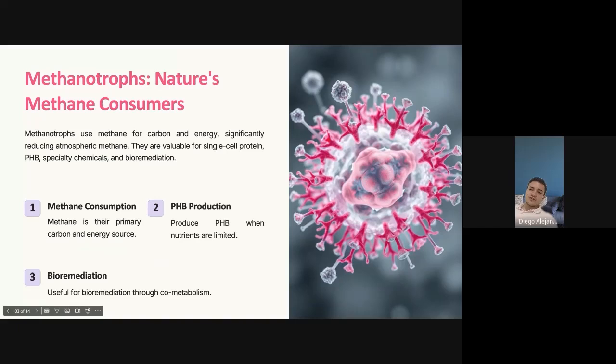Methane consumption: methane is their primary source of carbon and energy. PHB production: they produce PHB when nutrients are limited. Bioremediation: they are used for bioremediation through cometabolism.